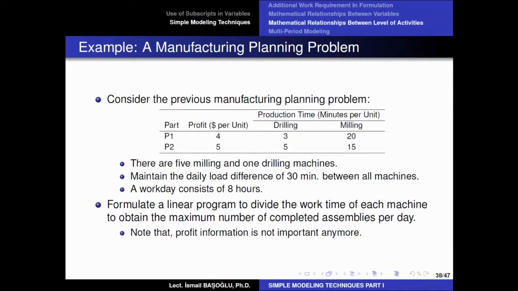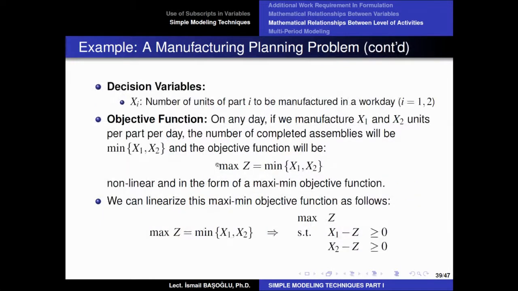Now, as you can see, our objective function here is to maximize the minimum of the number of products or number of parts produced on a single day in order to maximize the number of completed assemblies. Therefore, the profit information here for N5 is not important anymore. So even though the table provides them to you right now, they are not important at this point.